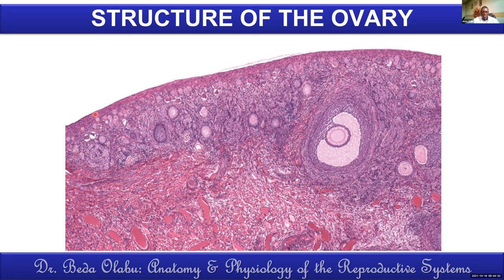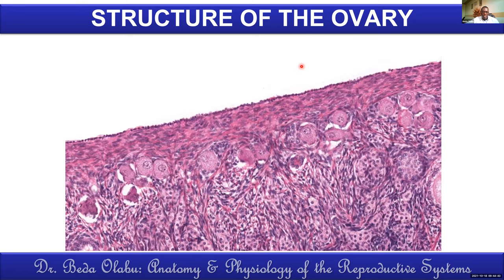I want us to pay, however, some attention to the outer covering of the ovary. The outer covering of the ovary is known as the ovarian capsule. And this is a high magnification of the ovarian capsule to show us what it's really made up of. The ovarian capsule is made up of two things. A thick layer of connective tissue, this one I'm pointing at, which we call the tunica albuginea.